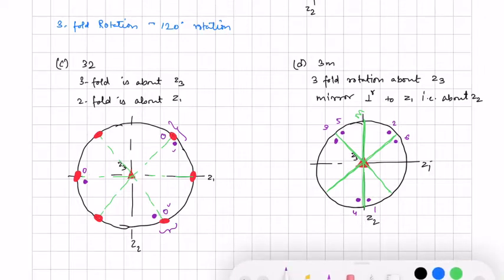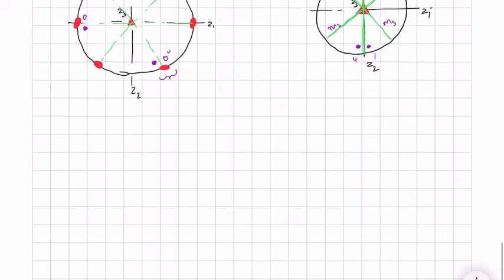As you can see, these points are consistent with reflections about mirror 2 and mirror 3 as well. So we can say that these operations are consistent with other symmetries as well.